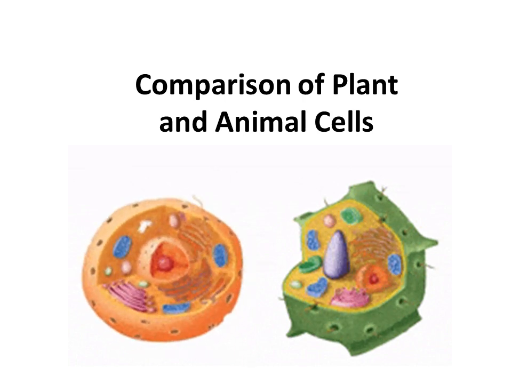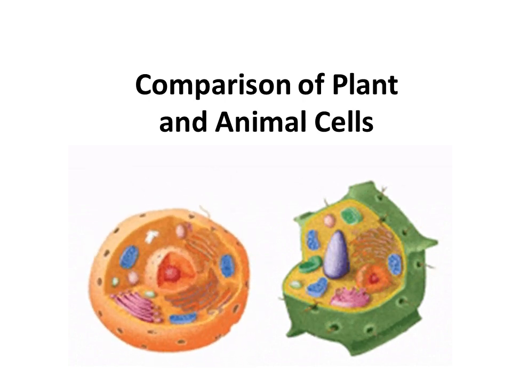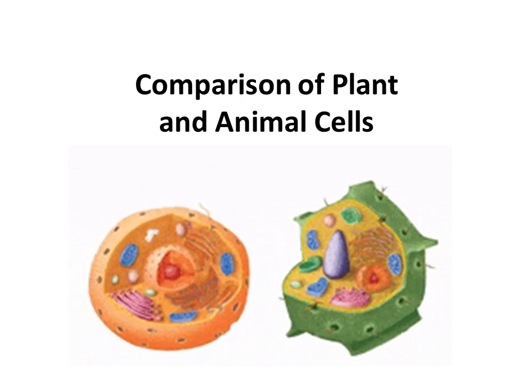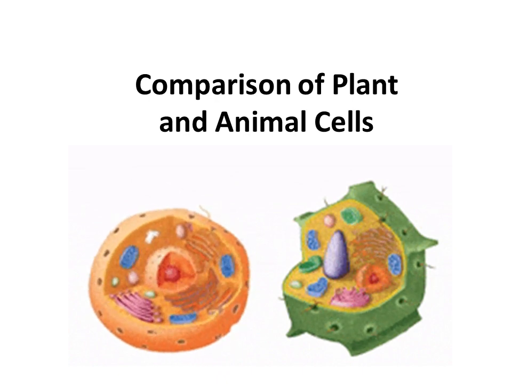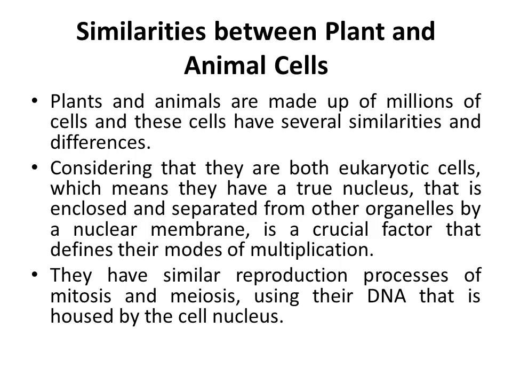Today we will compare plant and animal cells. Plants and animals are made up of millions of cells, and these cells are of eukaryotic type. There are several similarities as well as differences between animal and plant cells.